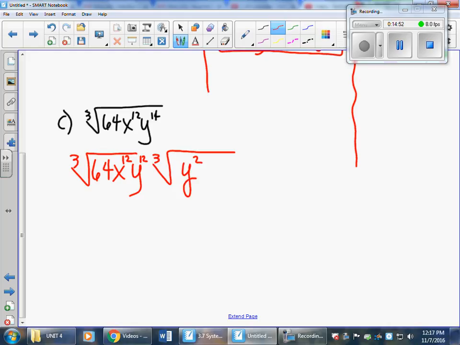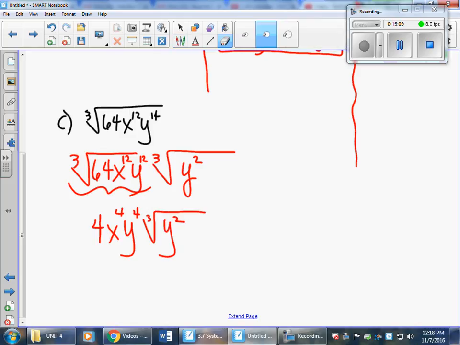So let's rationalize our left side. The cube root of 64, we said, is 4. X, 12 divided by 3 is 4. Y to the 4th, cube root of y squared. Probably shouldn't have made that quite so long. Same thing with here. And there's our answer.